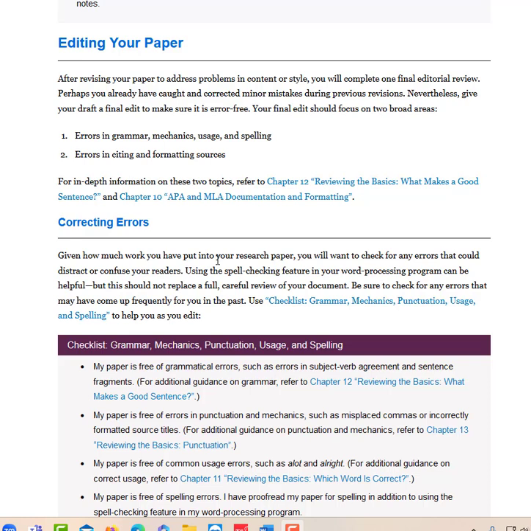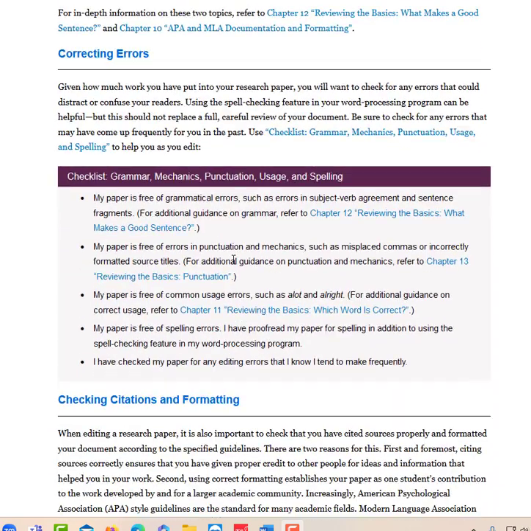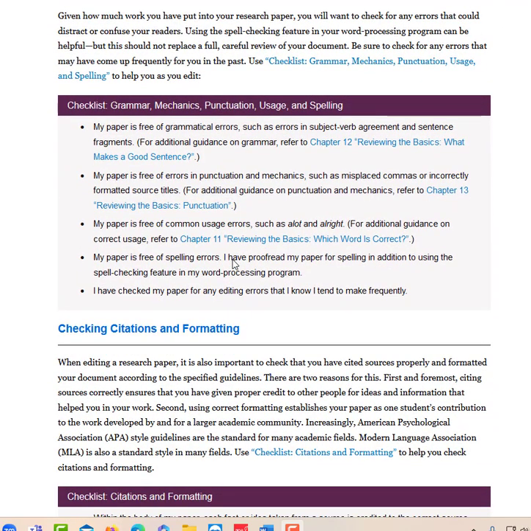After revising your paper to address problems in content or style, you will complete one final editorial review. And this is when you edit for grammar, mechanics, usage, spelling, and errors in citing and formatting sources. Given how much work you have put into your paper, you will want to check for any errors that could distract or confuse your readers. And so here is a checklist. My paper is free of grammatical errors, punctuation errors, common usage errors, spelling errors, and editing errors.